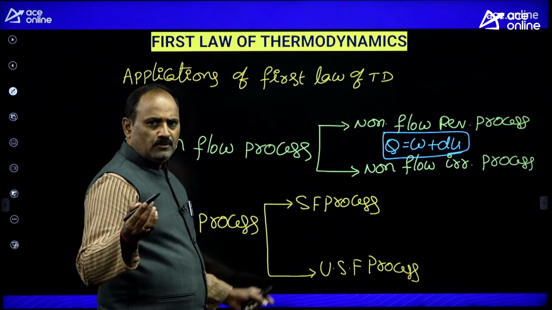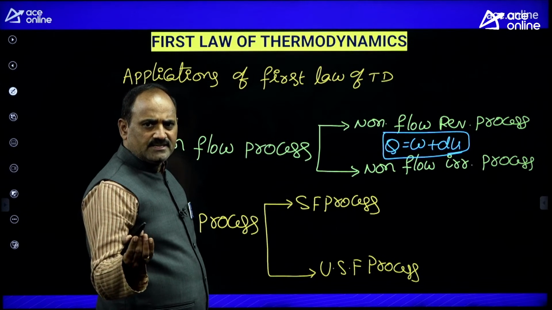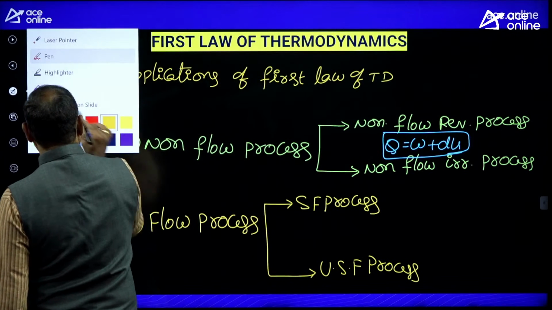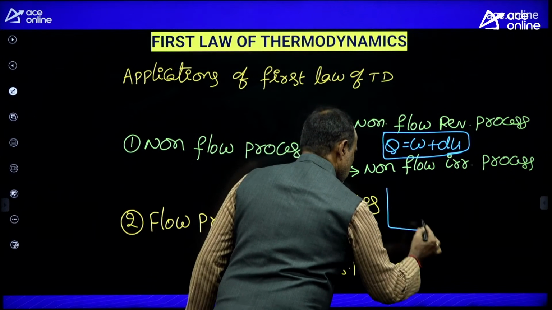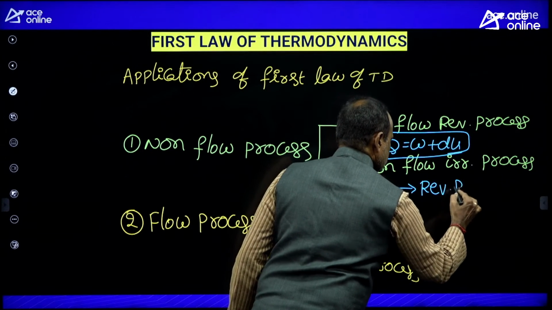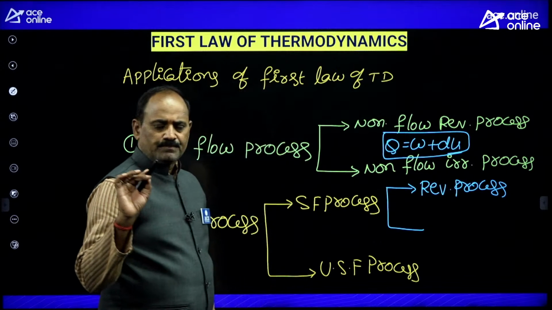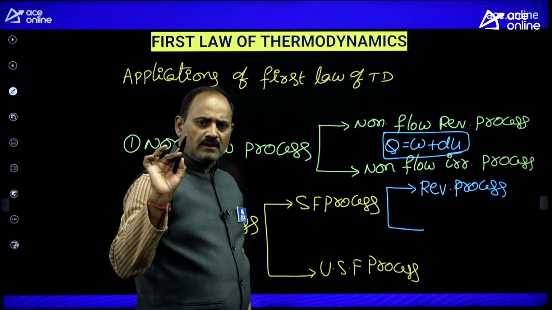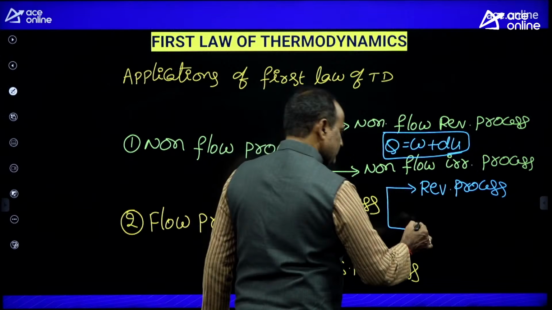Unsteady flow process examples are the bottle charging process, the bottle discharging process, etc. Similarly, steady flow processes are of two types. The first one is the steady flow reversible process. Examples for steady flow reversible processes are the steam boiler process, steam turbine, steam condenser, and pumping process. These all come under the steady flow reversible process.